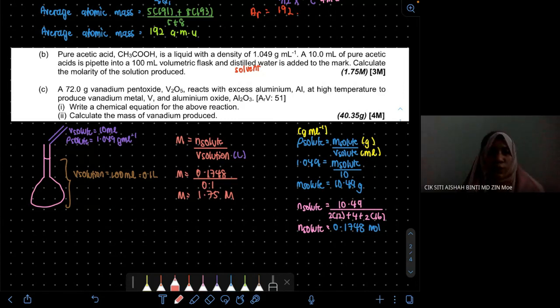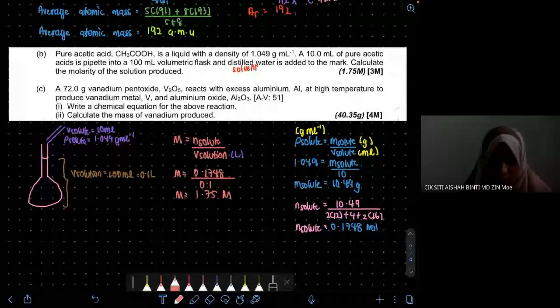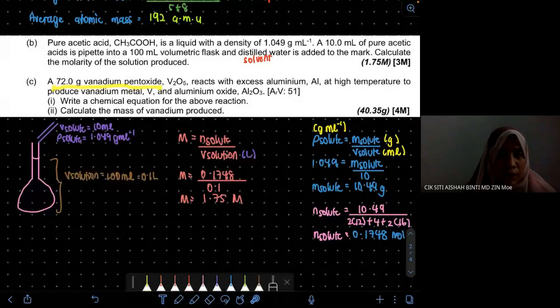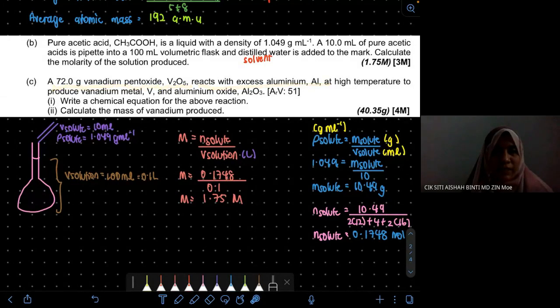Okay, so I hope so far so good. Next is question C. Question C ni mesti nak buat semua sebab dia calculate the mass of vanadium. Oh, yang ini senang je. Okay, dia bagi tahu dekat sini, 72 gram of vanadium pentoxide V2O5 react with excess aluminium.